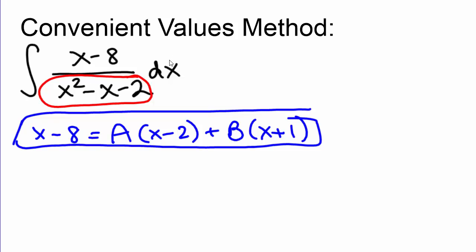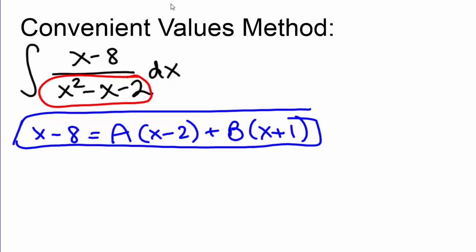In the previous video, we looked at this integral and found that in the process of doing the partial fraction decomposition, in order to find a and b, we needed to solve this equation. In the previous video, we used the equal coefficients method, but now we're going to look at another method called the convenient values method, which is sometimes quicker for solving these kinds of problems.